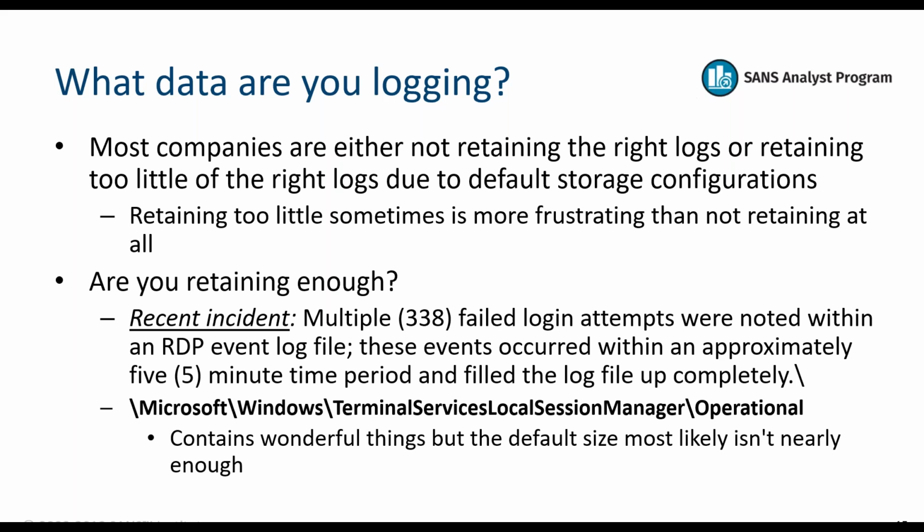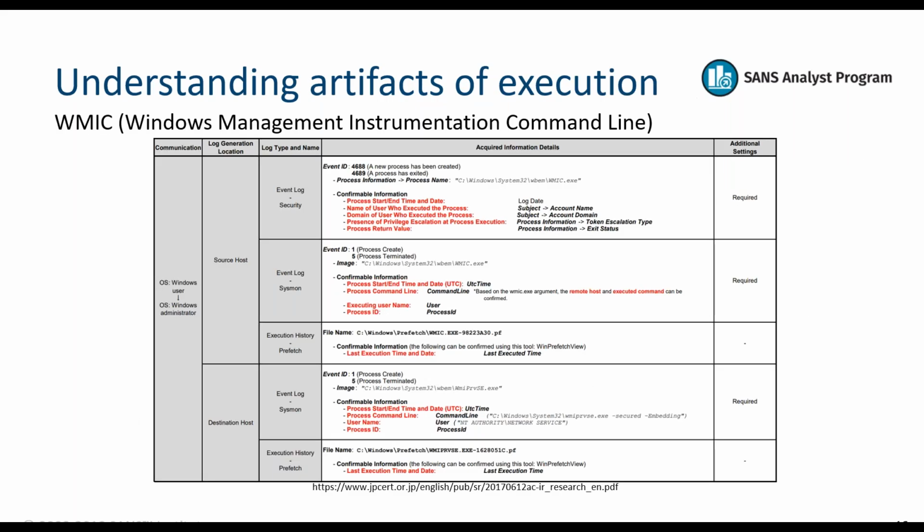Are you retaining enough? In a recent incident I'm talking about here, 338 failed login attempts were noted within an RDP event log file in this operational log. These events occurred within approximately a 5-minute time period, and within that 5 minutes of guessing, that filled up the log 100%. So I know that the attacker tried 338 times, but I don't know if the attacker tried 512 times from this particular data source. It's exactly what I'm talking about. So in this case, this log contains wonderful things, but by default, that size likely isn't going to give us enough if we're dealing with an RDP brute force.